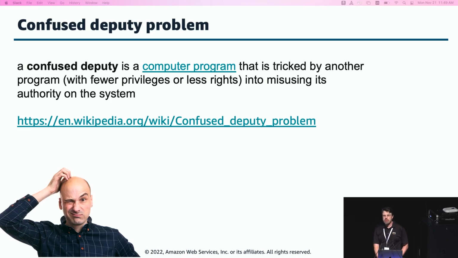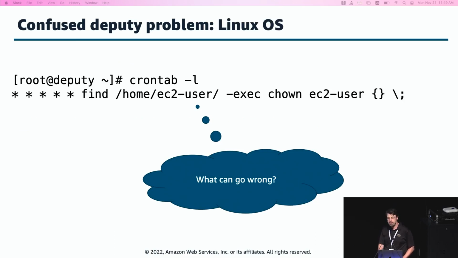To demonstrate this, I will first use the Linux OS. In Linux OS, we have cron jobs, right? And what we are trying to do here is fix a problem. We want to make sure that an unprivileged user, in this case ec2-user, will always have files in its home directory owned by itself. For example, if some administrator made a mistake and put a file in the home directory owned by root, we need to fix that, right?